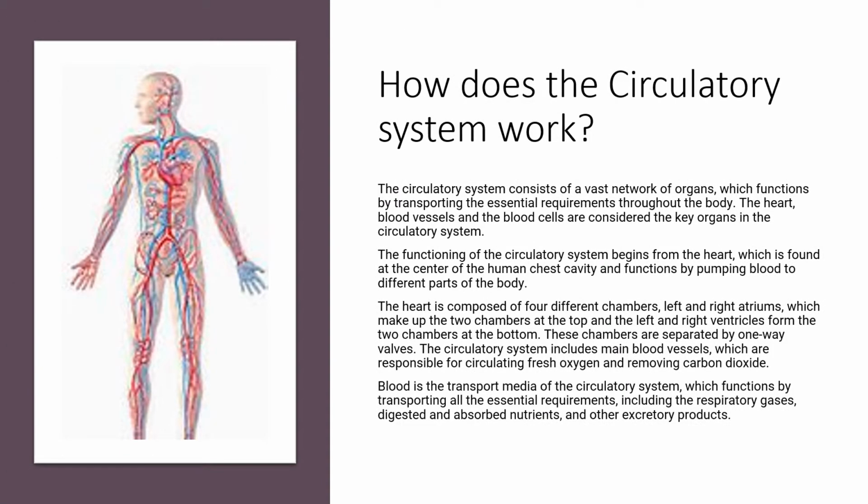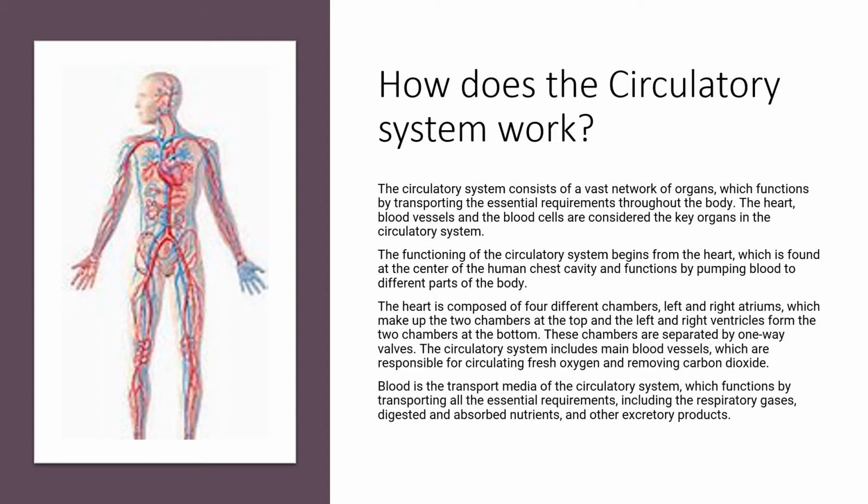How does the circulatory system work? The circulatory system consists of a vast network of organs which functions by transporting the essential requirements throughout the body. The heart, blood vessels, and the blood cells are considered the key organs in the circulatory system. The functioning of the circulatory system begins from the heart, which is found at the center of the human chest cavity and functions by pumping blood to different parts of the body.